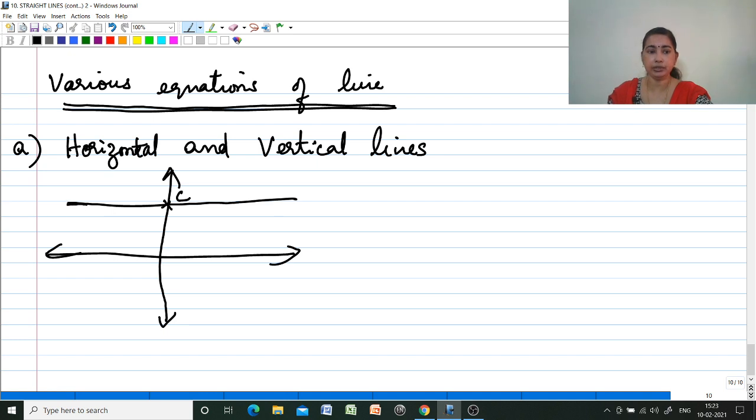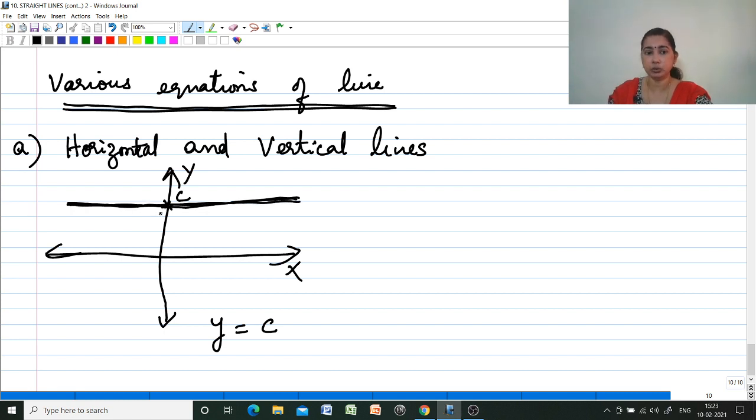You can see that throughout this entire line, the y value will be the same. The y value will be constant. So the equation of a line which is horizontal to the x-axis will be y equal to a constant. Through whichever value it is passing, throughout this line the y value will be the same.